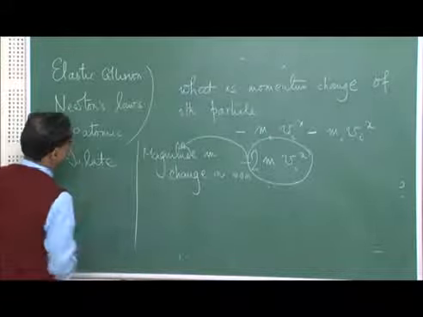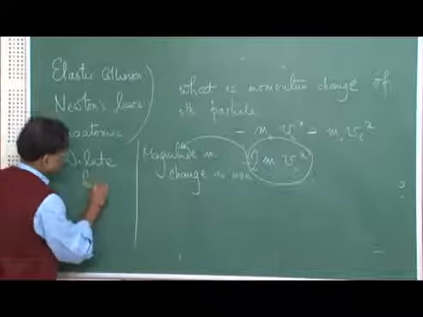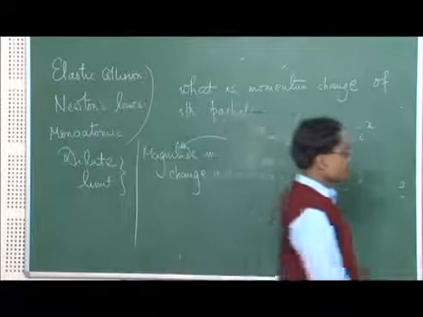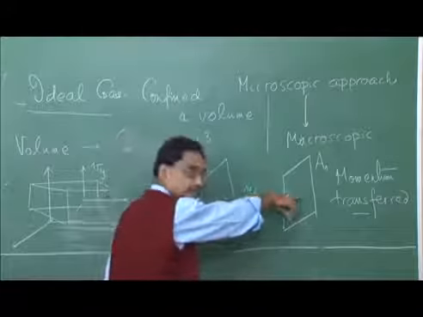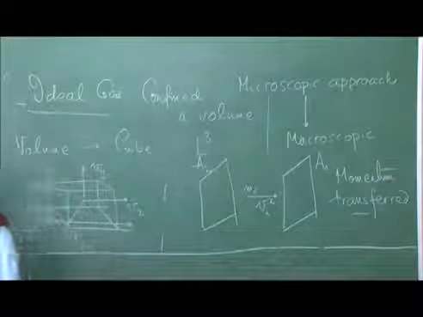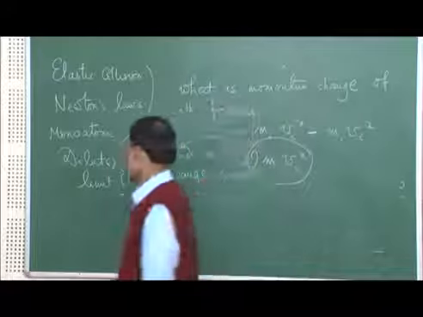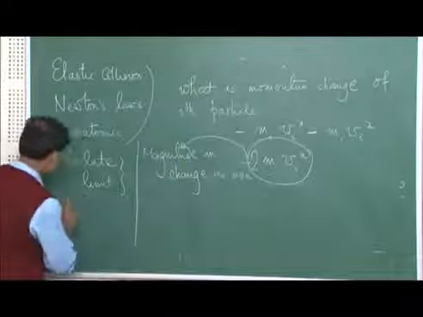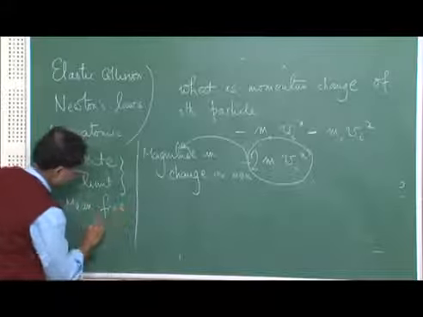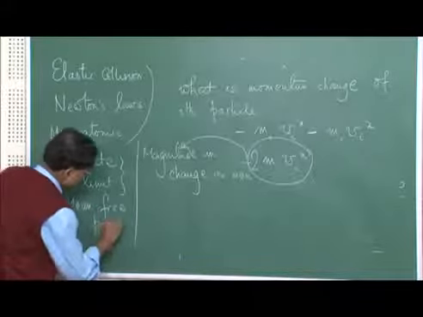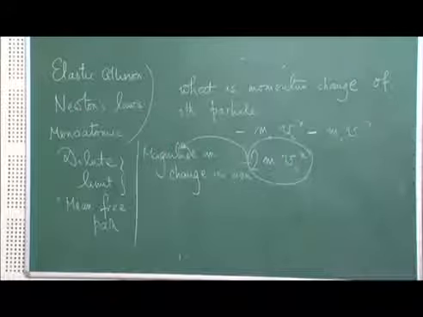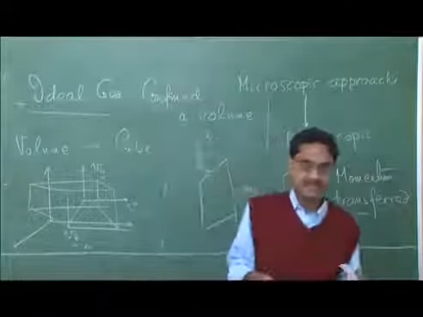When I talk about the dilute limit, I assume that this particle goes and hits here and comes back here without any collision. This I can approximate only when there is something called the mean free path. I will explain to you very soon, in a couple of lectures, what a mean free path is. Mean free path is the average distance.